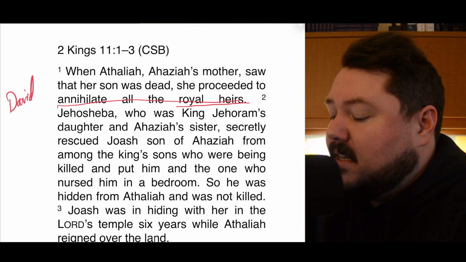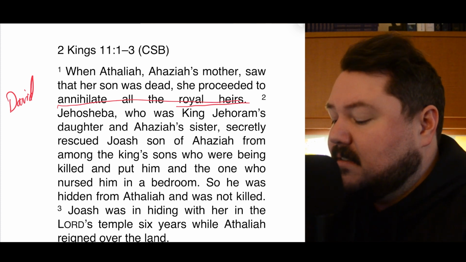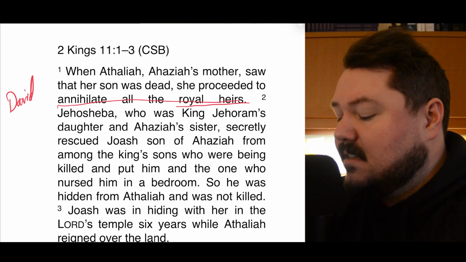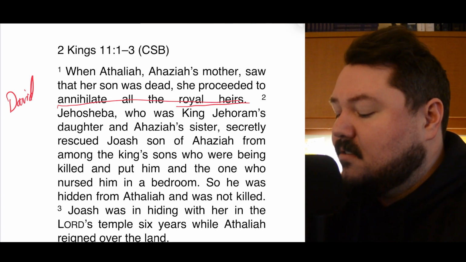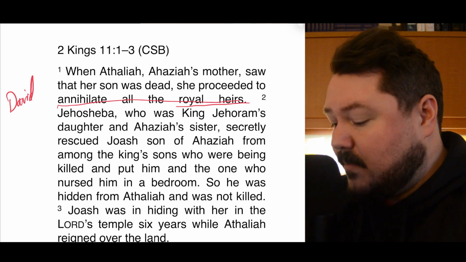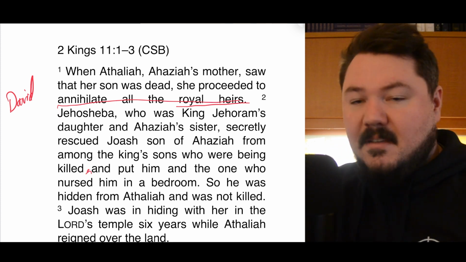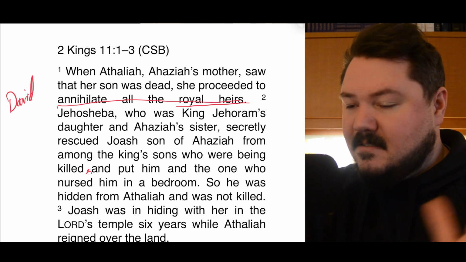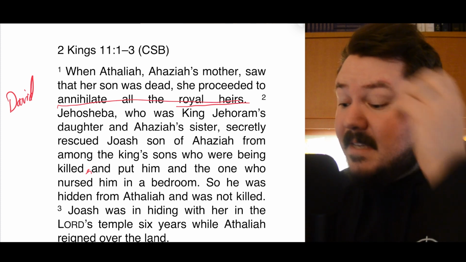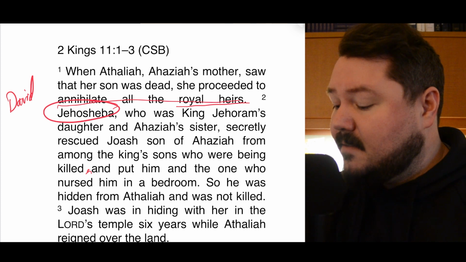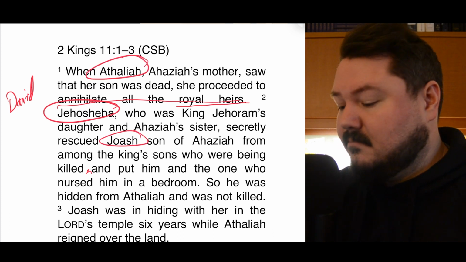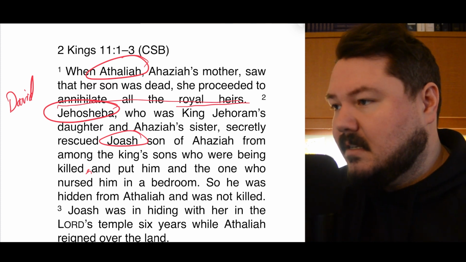Jehosheba, who was King Jehoram's daughter and Ahaziah's sister, secretly rescued Joash, son of Ahaziah, from among the king's sons who were being killed. So I know that was a lot of names. The first time I read that, I was like, I need to see a chart or something. But basically what you have is Jehosheba saving Joash from Athaliah. Okay?